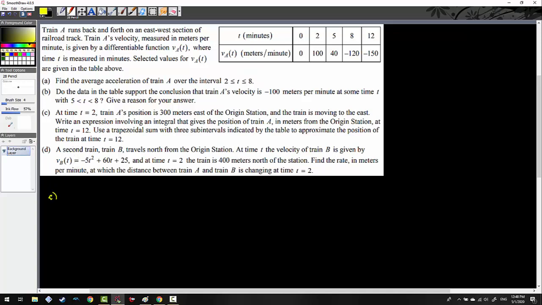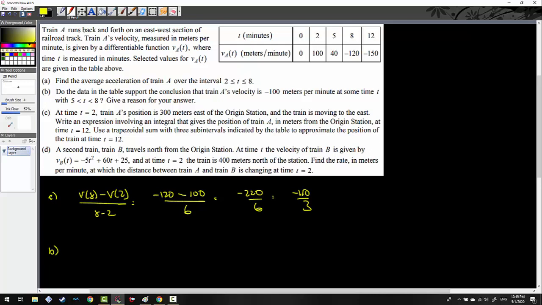So the average acceleration will be v of 8 minus v of 2 over 8 minus 2. That's going to get me negative 120 minus 100 over 6. That will then simplify into negative 220 over 6, giving me negative 110 over 3. So pretty straightforward kind of problem right there.